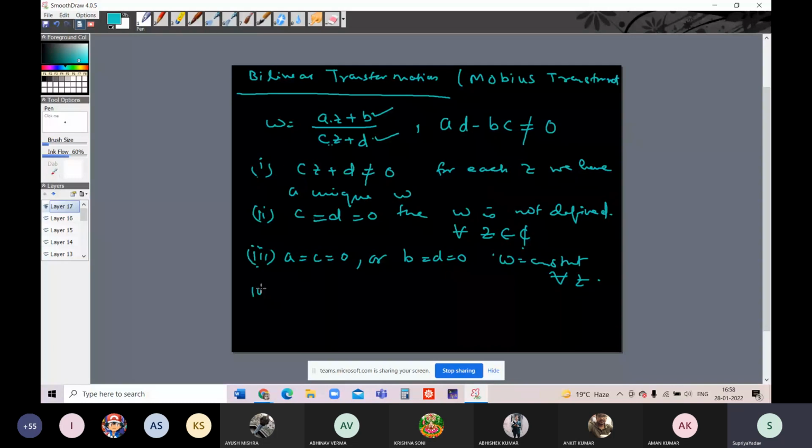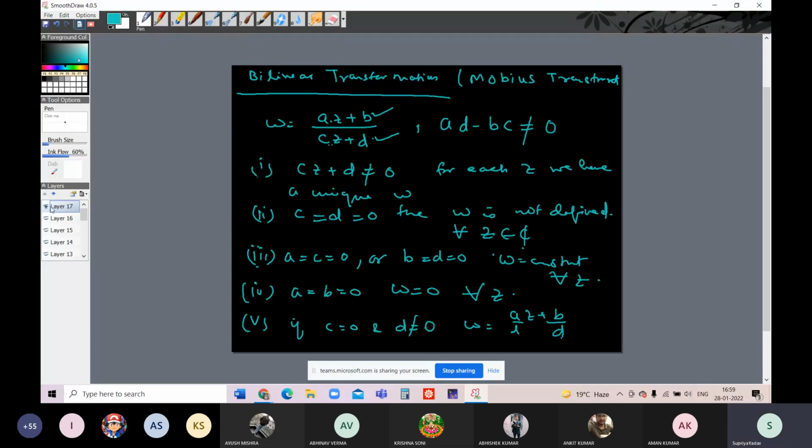And fourth, when a and b are 0, w is 0 for all z. So the whole complex plane will be mapped to the origin in the w plane. And fifth, if c is 0 and d is not equal to 0, this bilinear map will be reduced to a linear map. It will be w = (az + b)/d, like this. So it will be a linear map.